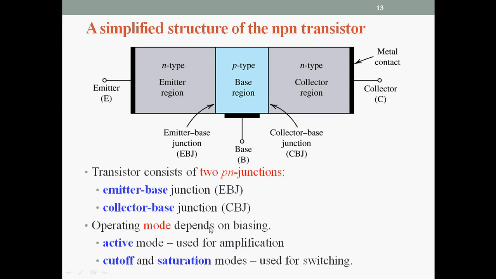The operating modes of these transistors depend on the biasing of the transistor. First is the active mode, which is used for amplification. Actually, this transistor will have three modes of operation: cutoff mode, saturation mode, and active mode. Active mode is always in between the cutoff and saturation modes.